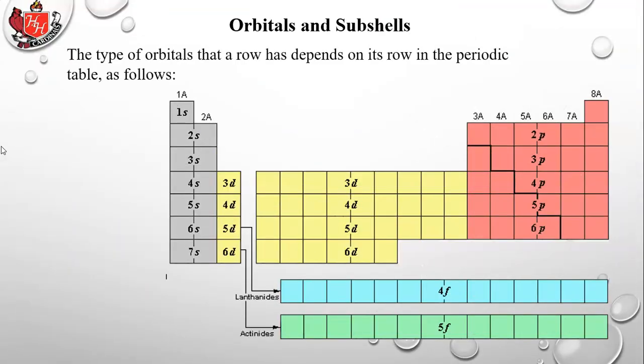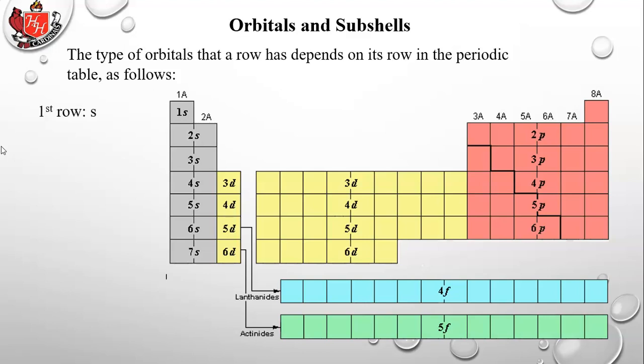Okay. The type of orbitals that a row has depends on its row in the periodic table as follows. The first thing you see is that the periodic table has 4 basic sections that we've never looked at before. It explains a little further why the periodic table is shaped the way it is.